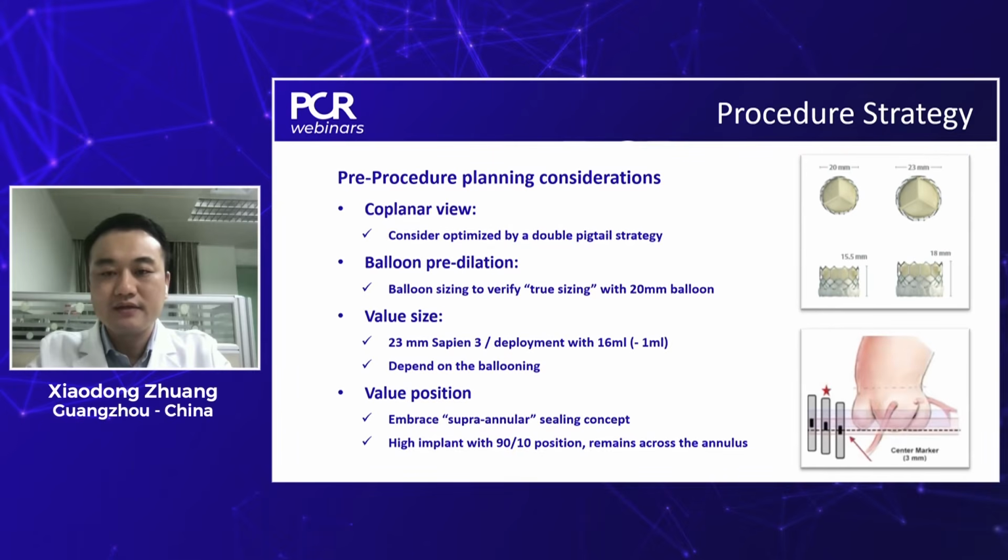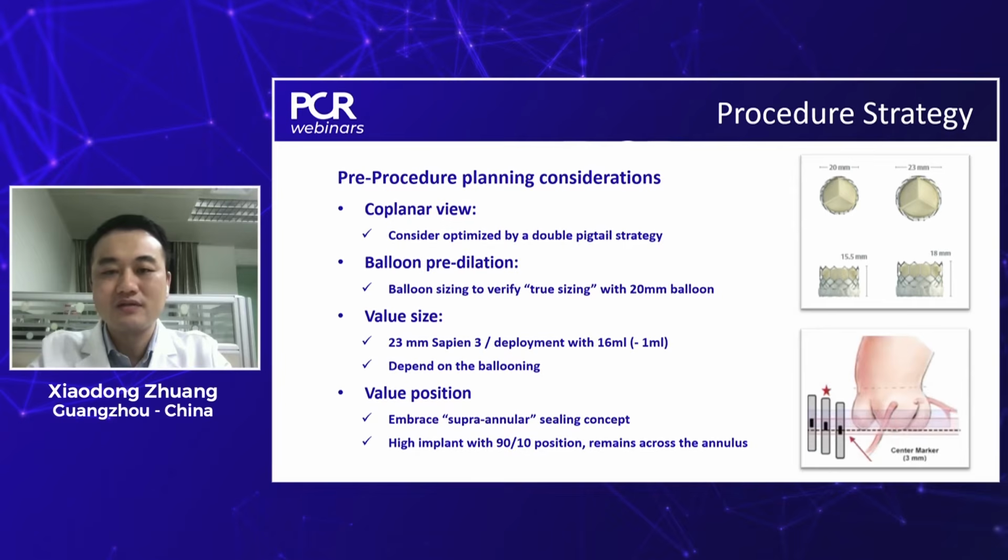And the femoral access is acceptable. So before the procedure, there are some considerations here because this is a BAV case. The coplanar view is also a challenge for us to get a good one. In some cases, we might consider using the double pigtail strategy to adjust the coplanar view.